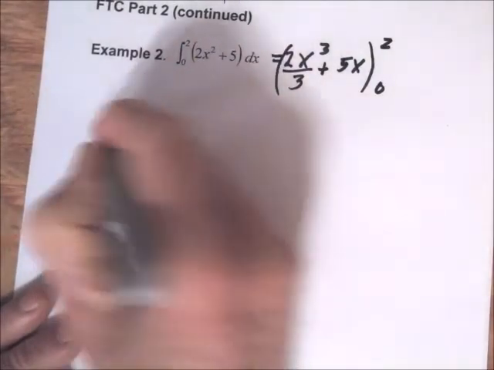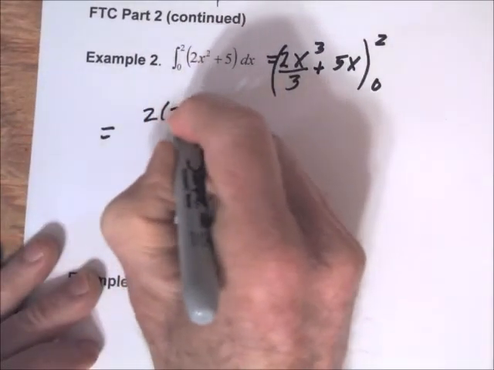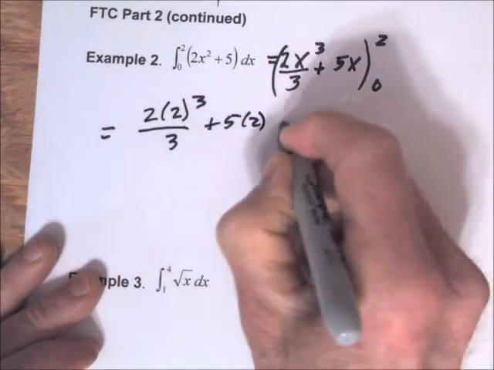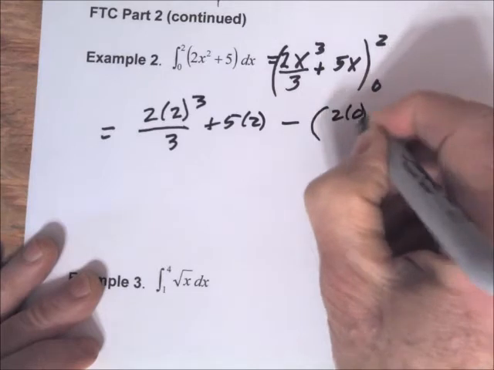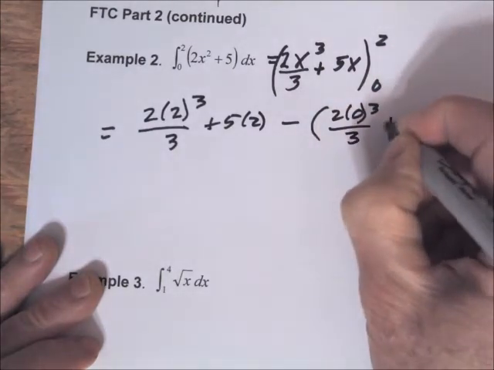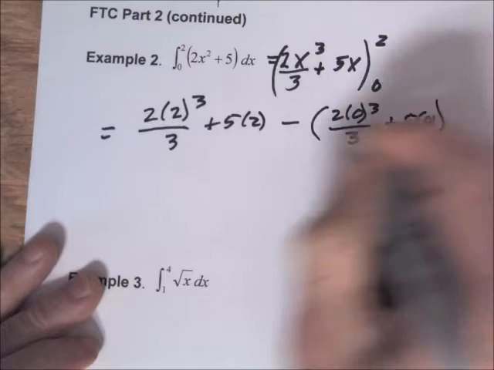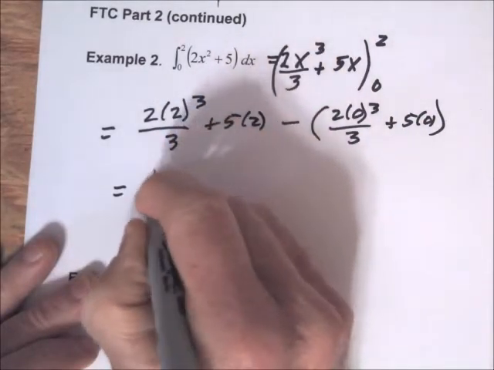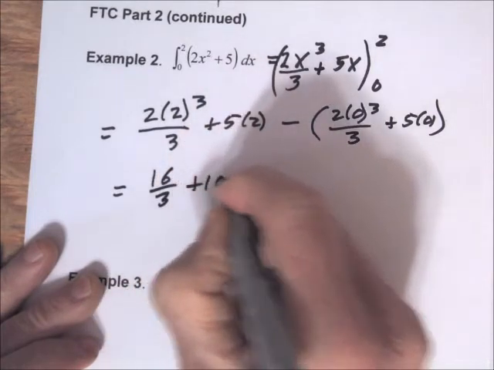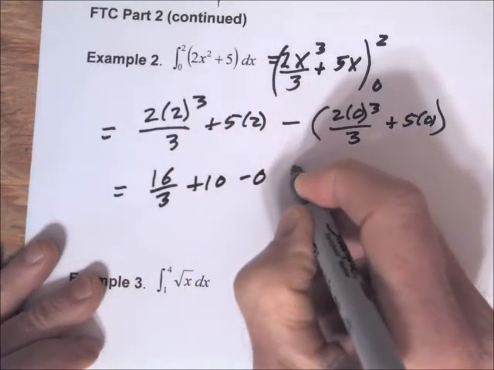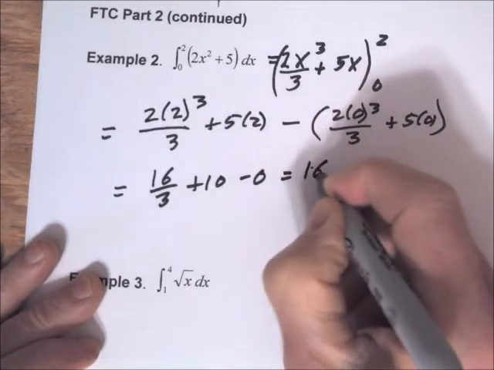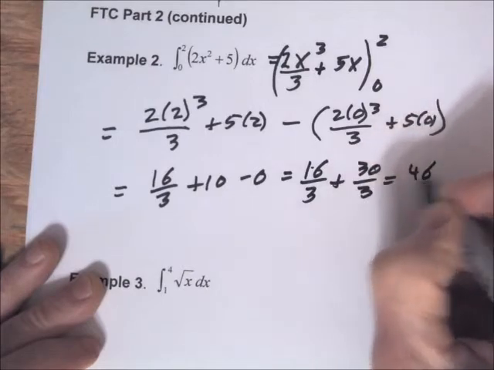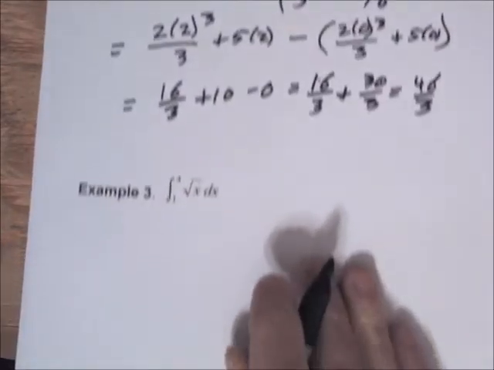So if we plug in 2, 2 times 2 cubed over 3 plus 5 times 2. And then evaluate at 0, 2 times 0 cubed over 3 plus 5 times 0. So this is going to be 2 cubed is 8. 8 times 2 is 16. 16 over 3 plus 10 minus 0. We get a common denominator. 16 over 3 plus 30 over 3 is 46 over 3. Okay.